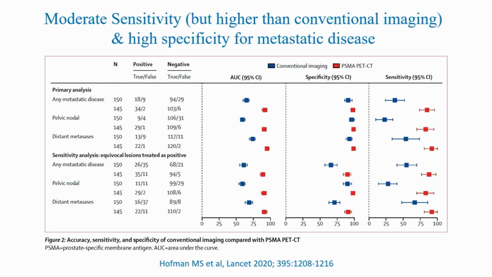And I'm not going to go into too much detail, but basically they found moderate sensitivity, but higher than conventional imaging. So you can see sensitivity on the bar furthest to the right. The red box is the PSMA PET. The blue is conventional imaging. And you can see the sensitivity for PSMA PET is much better across any metastatic disease, pelvic nodal disease, and distant metastatic disease than conventional imaging. Not as much so, a little bit more so in specificity, but there's high specificity throughout.